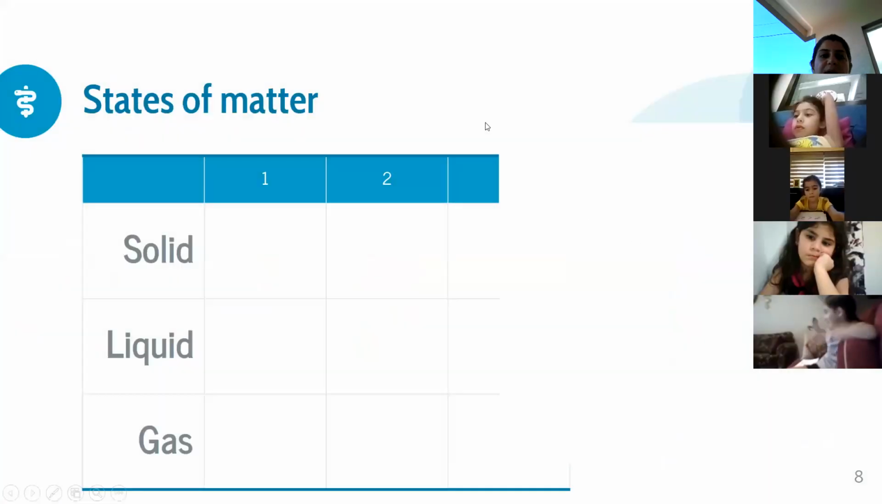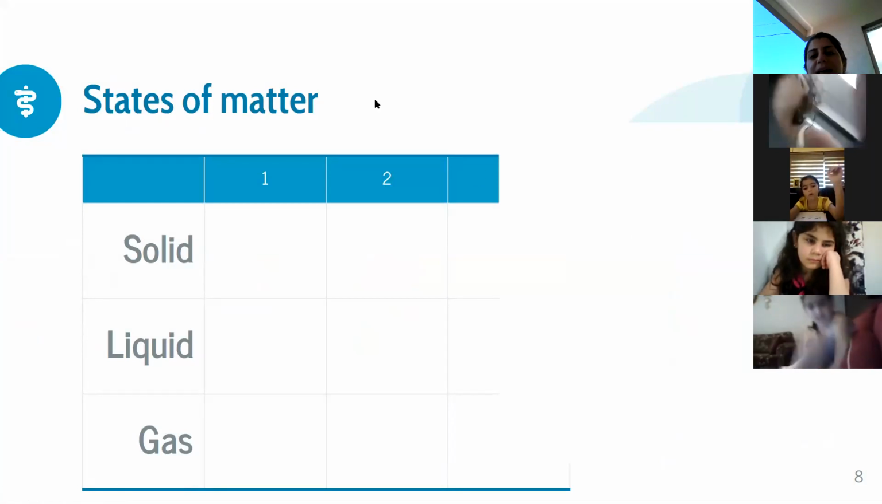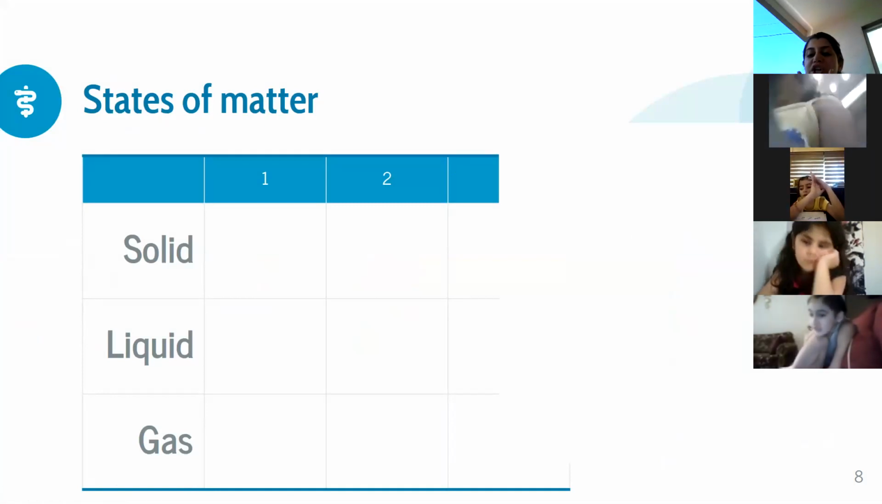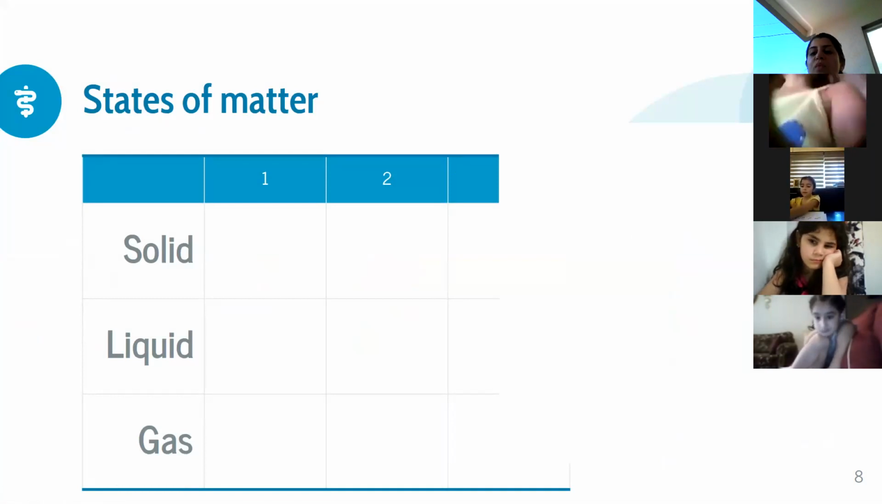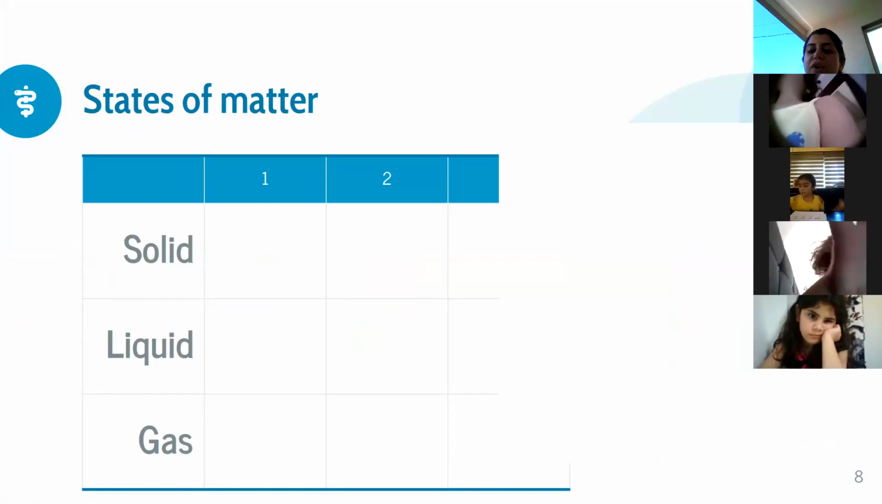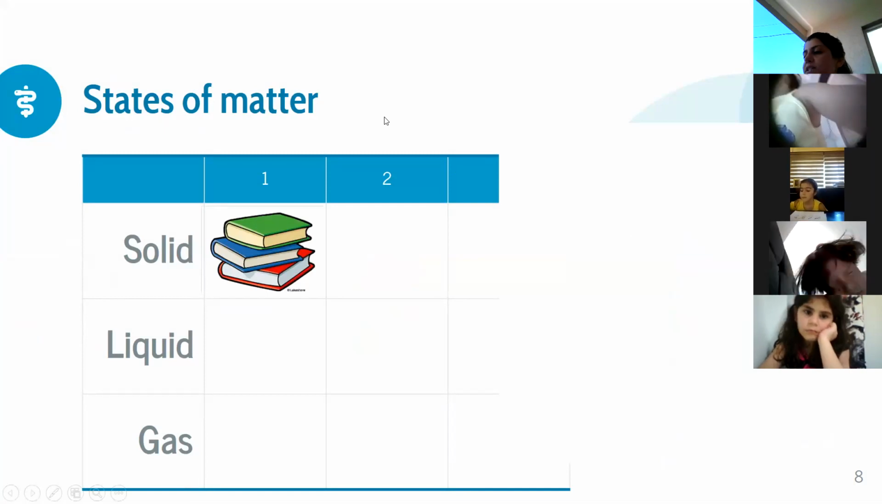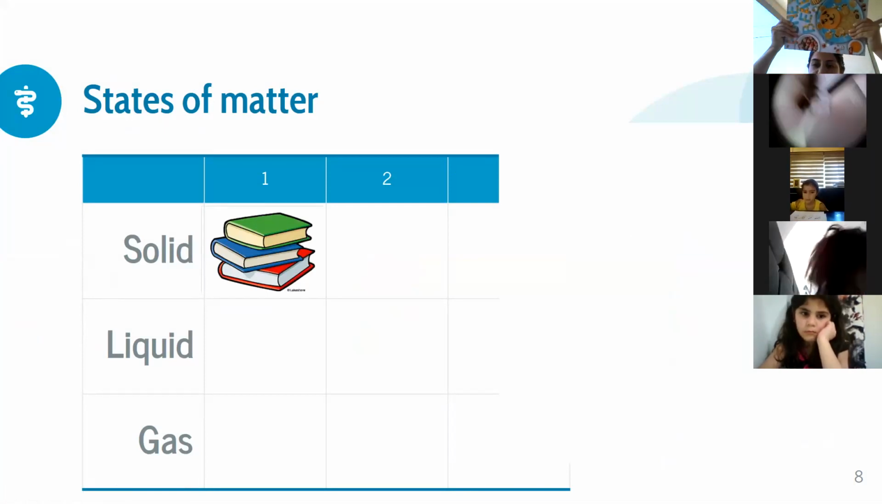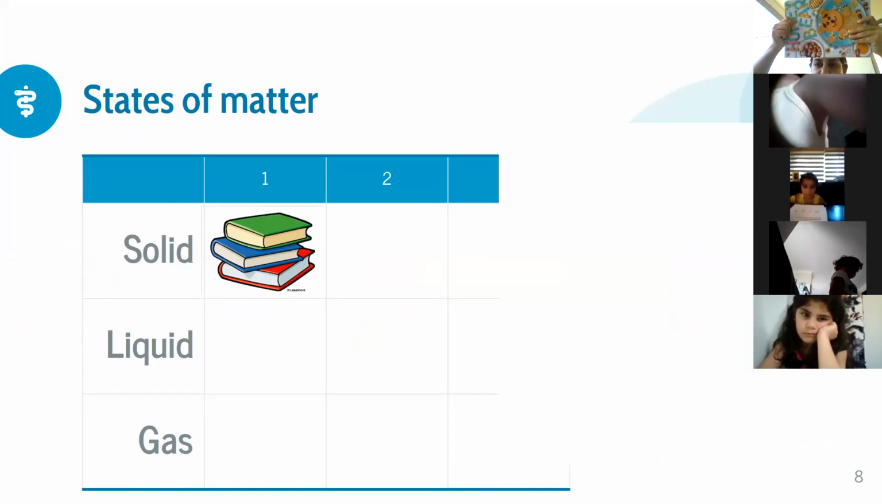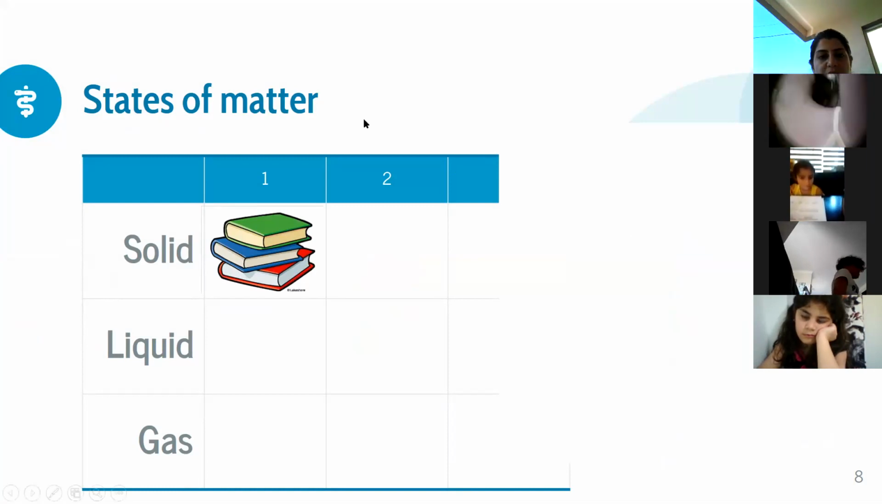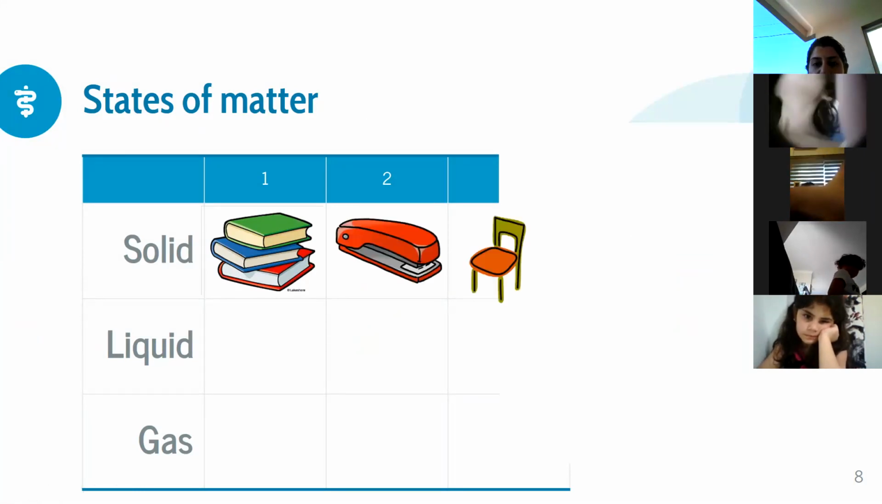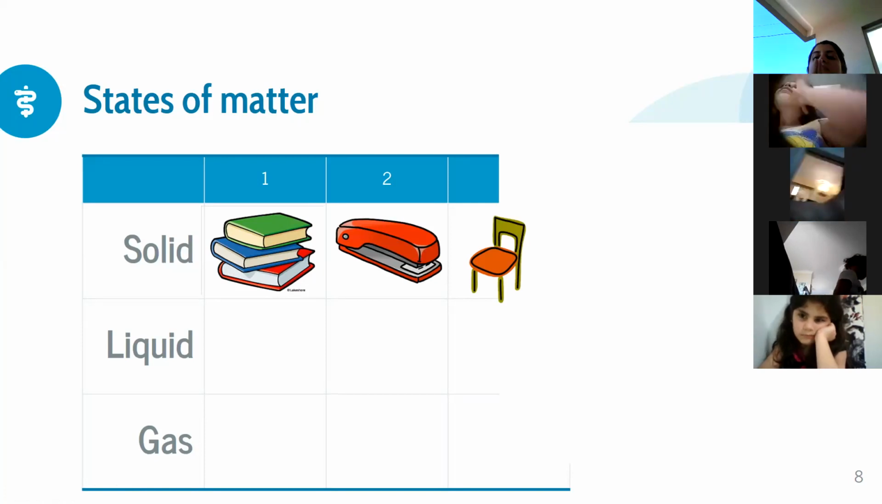Let's move on. Now we have a column for each: solid, liquid, and gas. I gave three examples. After the lecture, everyone is going to show me one example for solid, one example for liquid, and one example for gas. Solid, I gave you books. Books are solid. This is a book. I can hold it and I can feel the texture. Stapler, it's solid. And a chair or a table or anything. When I end this lecture, I'm gonna check everyone.